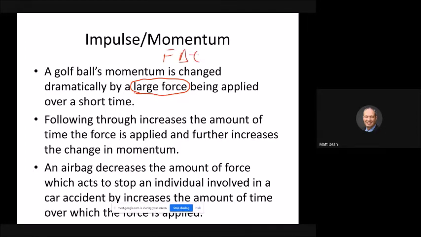Remember, this is our equation. You're not changing the mass of that golf ball, so what you're changing is the velocity of that golf ball. And you can cause a big change in velocity either by applying a really big force or by applying that force over a long time. And that's one of the reasons when you swing a bat or you swing a golf club, you follow through. That follow through increases the amount of time that the club or the bat is in contact with the ball, and therefore it gives it more impulse and therefore a bigger change in momentum.